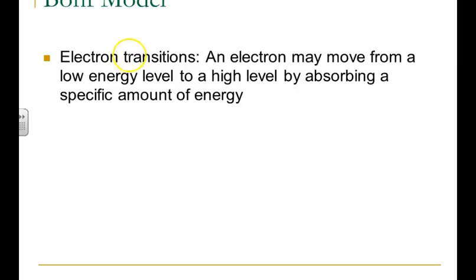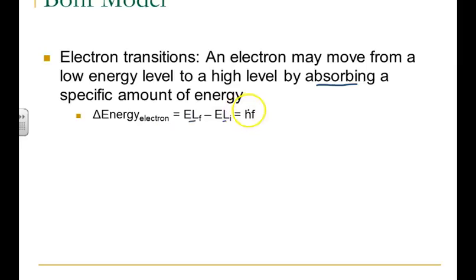Electrons are allowed to transition. Transitions is when an electron can move between energy levels from low to high or high to low by going through some sort of energy change. For instance, an electron can move from a low energy level to a high energy level by absorbing a specific amount of energy. That amount of energy, which we'll call delta E, the change in energy of the electron, is equal to the final energy level minus the initial energy level.